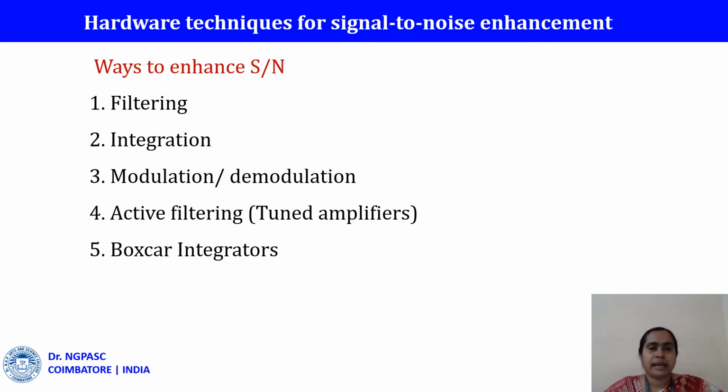What are the ways to enhance the signal to noise ratio? There are 5 different ways. It is necessary to enhance the signal to noise ratio so that we get a noise free output from the different instrumentation available. The ways you can use are filtering, the integration method, the modulation or demodulation method, active filtering using tuned amplifiers, and boxcar integrators.